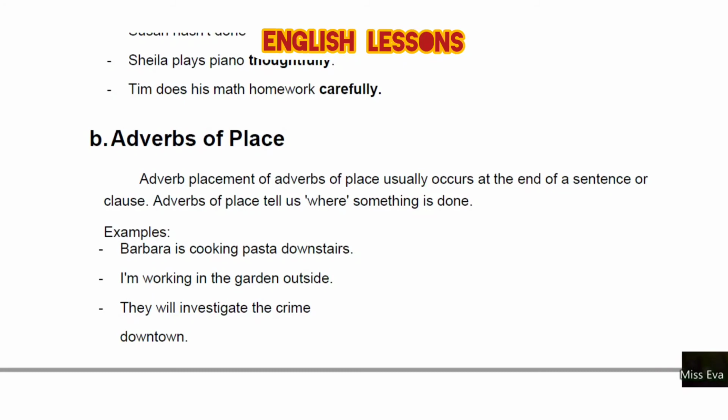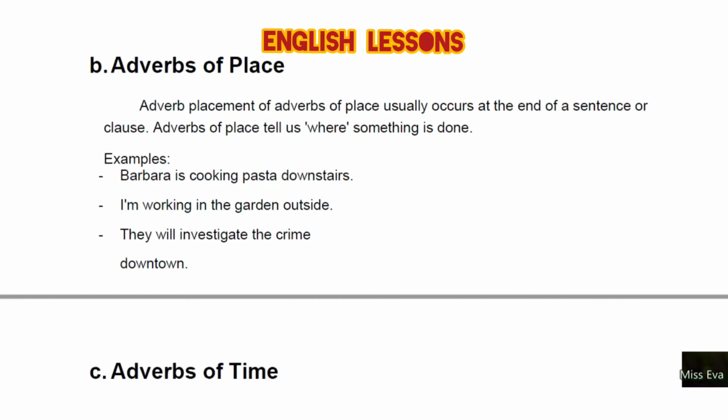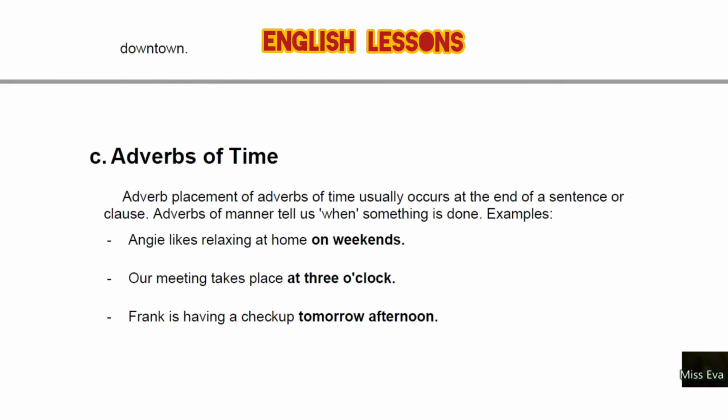Okay, for example, Barbara is cooking pasta downstairs. I'm cooking in the garden outside. Downstairs, outside. Saya sedang memasak di taman, di luar taman. Ya, taman yang ada di luar. It means like that. They will investigate the crime downtown. The place is always in the last of the sentence. Okay. Kata keterangannya selalu di belakang.